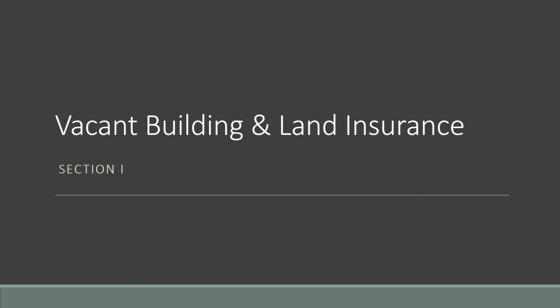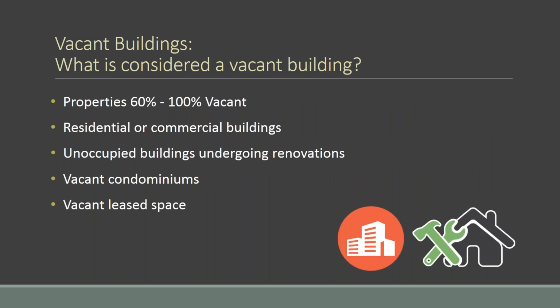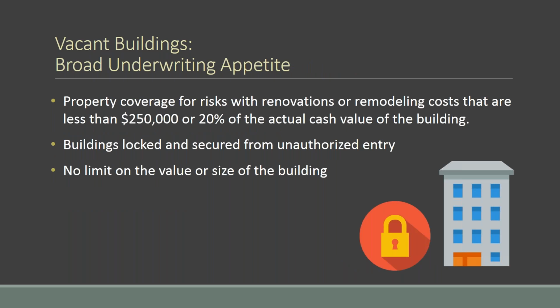Good morning, everyone. We will start with vacant building and land insurance. On the vacant building, what determines if it's a vacant building or if it's an occupied building depends on how much of the building is vacant. So for a vacant building, they need to be vacant 60 to 100%. We will cover residential or commercial buildings. We'll cover unoccupied buildings undergoing renovations, vacant condominiums, and vacant leased space. We do have a broad appetite.